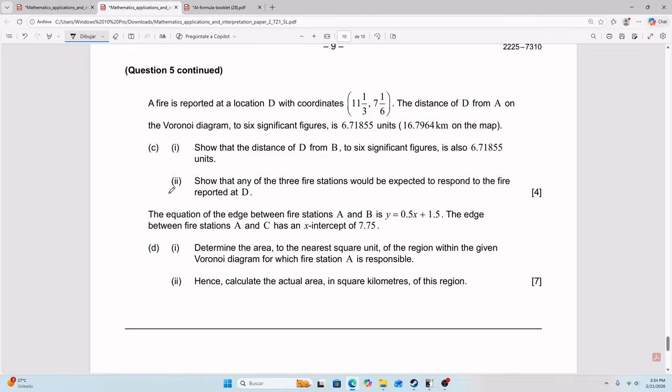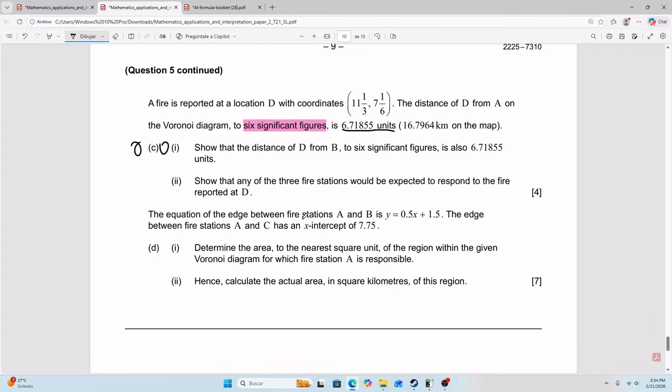This is where it gets kind of crazy, because they tell us that a fire is reported at location D with these coordinates, which already look super duper nasty. And so with these coordinates at location D, the distance from D from A on the coordinate diagram to 6 significant figures is that. And for part C, I need to show that the distance of D from B to 6 significant figures is also that amount. Wow, that is crazy.